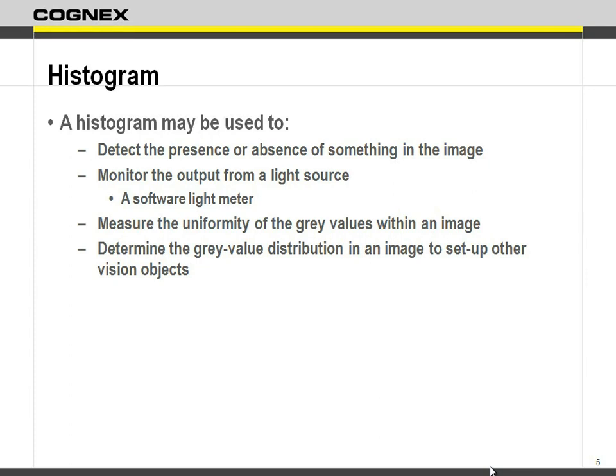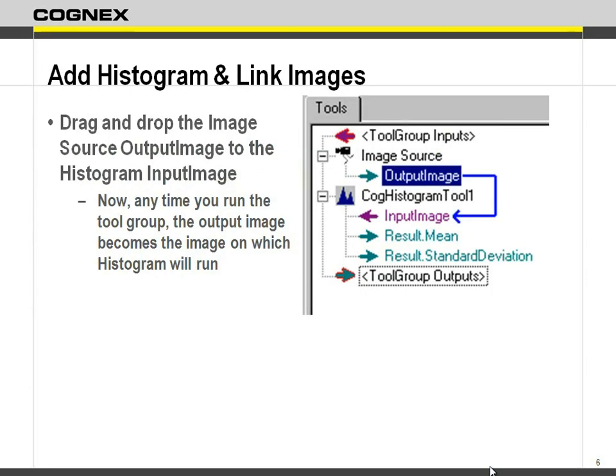Sure. It's also for uniformity of grayscales within the image, because you can see where all the grayscales lie, as well as the distribution, to be set up to another vision tool, much like saying, well, what's going on, what's my mean value, how should I set what that threshold should be. So when I put a histogram in, of course I'm going to take the input image and have it attached to the output image so that it's feeding an image to the tool.